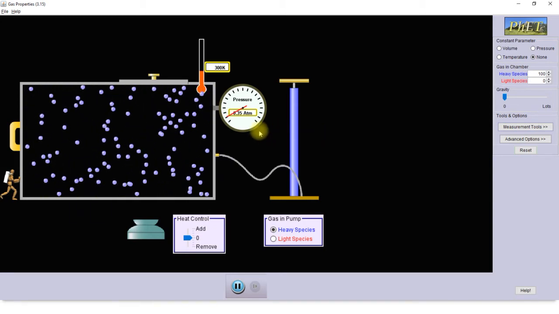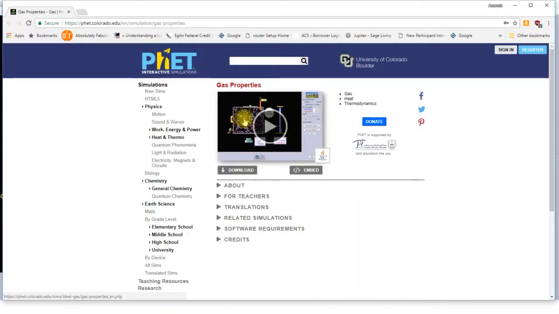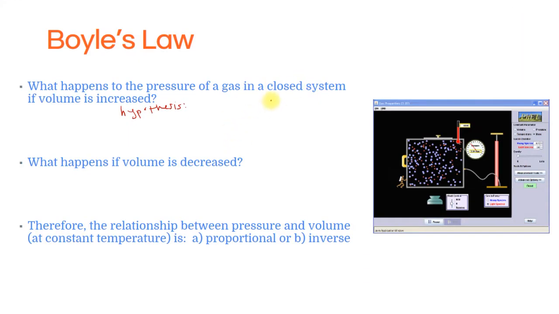We see that we went from 0.5 to about 0.35. So we started at about 0.5 atm and we went down by increasing the box size a little bit to about 0.35 atmospheres. So the conclusion from that, hopefully your hypothesis matched, but if not, that's okay. Your conclusion is that as the volume increased, pressure, we use P for pressure, decreases.